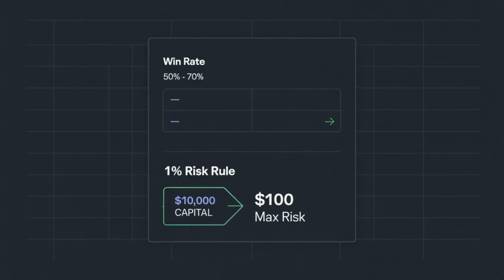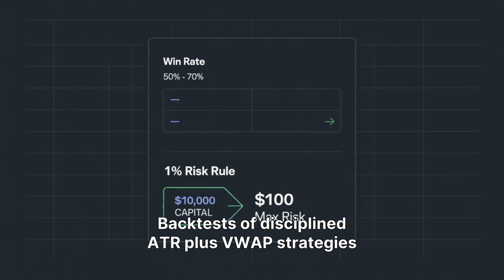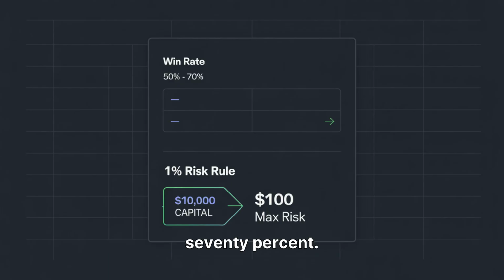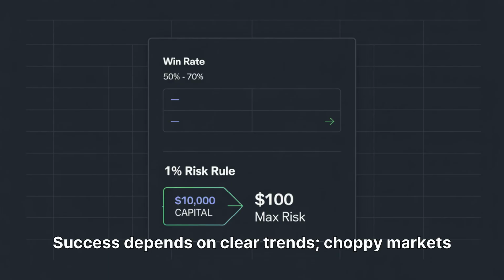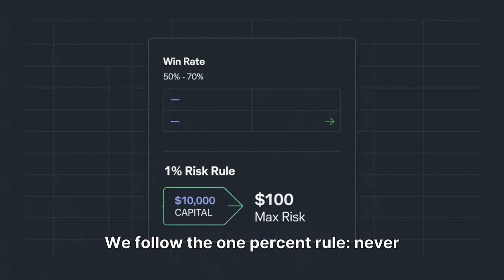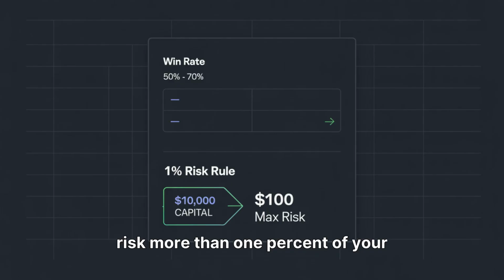What about the numbers? Backtests of disciplined ATR plus VWAP strategies typically show win rates between 50 and 70%. Success depends on clear trends. Choppy markets will always reduce your edge. But remember, the key is not just win rate, it is risk management. We follow the 1% rule. Never risk more than 1% of your total capital on any single trade.